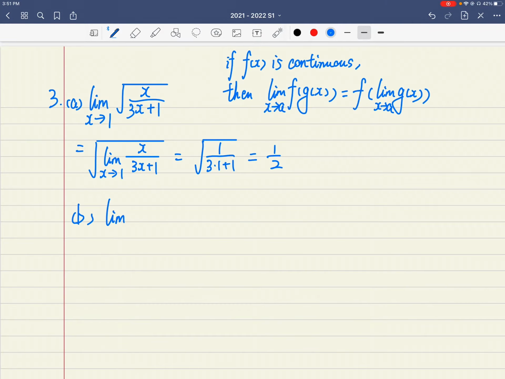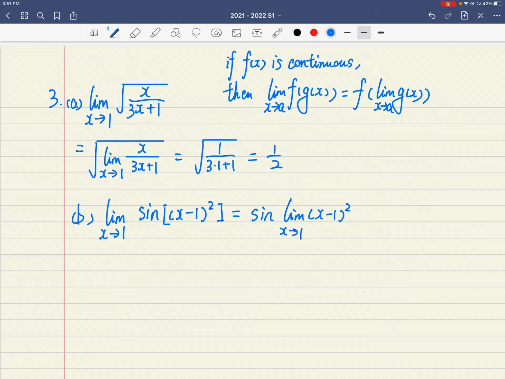Okay, part B, it's sine of (x minus 1) squared. So first you do x minus 1 squared, then take the sine. Now sine is a continuous function, right? So you can rewrite it as sine of the limit of (x minus 1) squared when x is approaching 1. Okay, and now what's inside, you can just do the substitution. So it's just sine of (1 minus 1) squared, which is sine 0, which is 0.